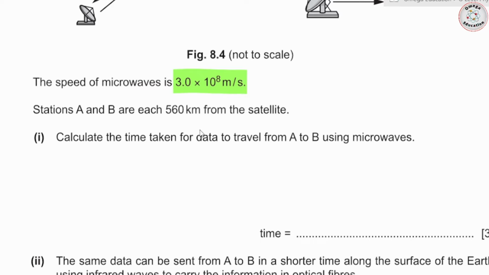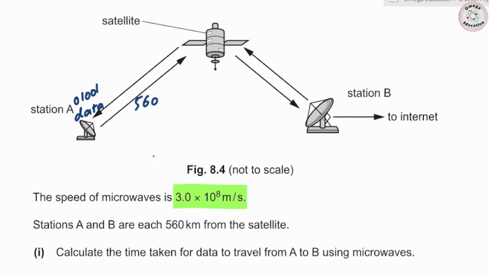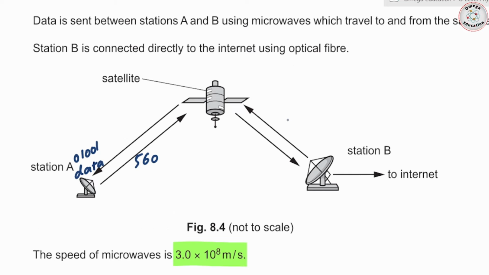So what you can do is, first of all, you can double the distance, because first the data, if you have the data here, okay, this is the data in, let's say, binary form. So your data first needs to travel to the satellite covering a distance of 560 kilometers, and then from the satellite, in order to reach station B, it has to further cover a distance of 560 kilometers.